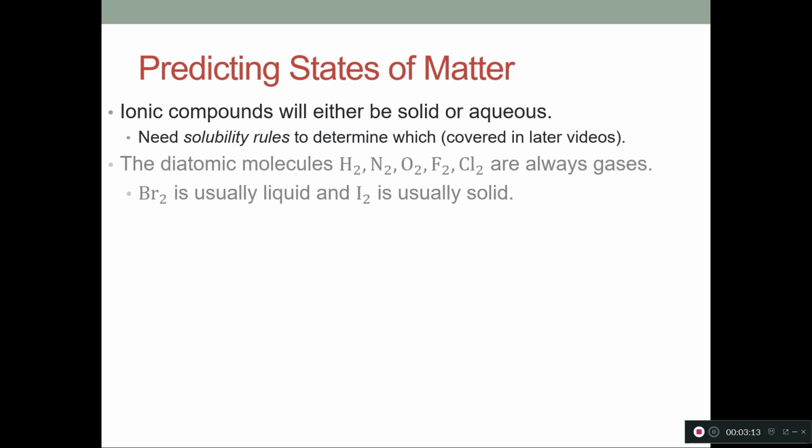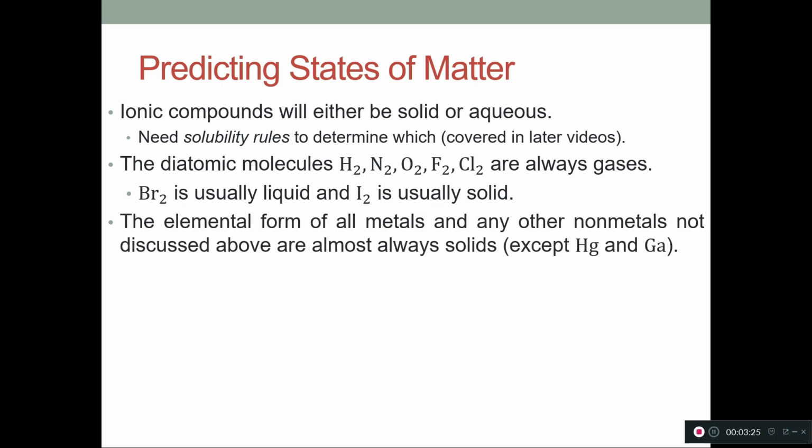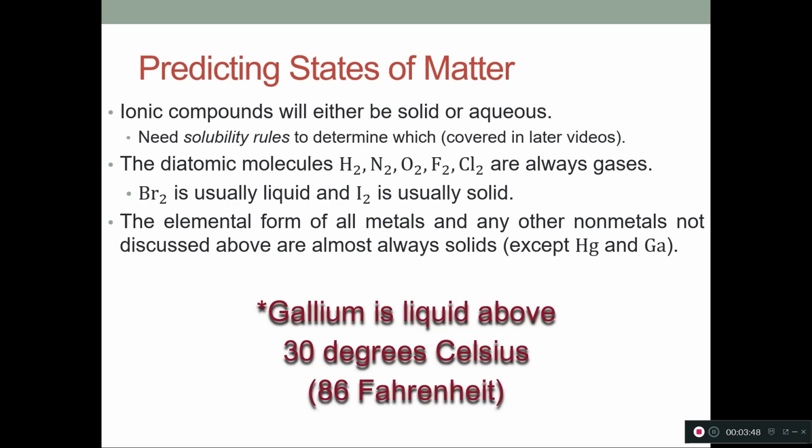The diatomic molecules of hydrogen, nitrogen, oxygen, fluorine, and chlorine are always gases, where bromine is usually a liquid and iodine is usually a solid. The elemental form of all metals and any other nonmetals that I haven't discussed here above are almost always solids, unless it specifically says in some kind of problem that maybe we're doing something in the liquid or gas phase. They're pretty much always solids, with the exception of mercury and gallium, which are liquids at room temperature.